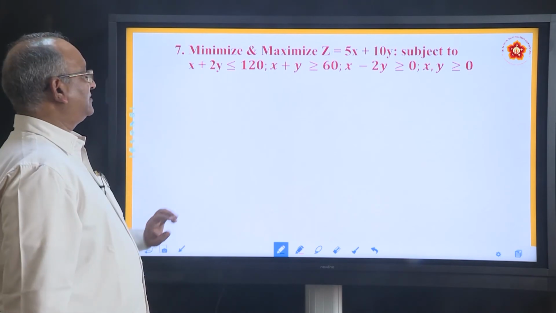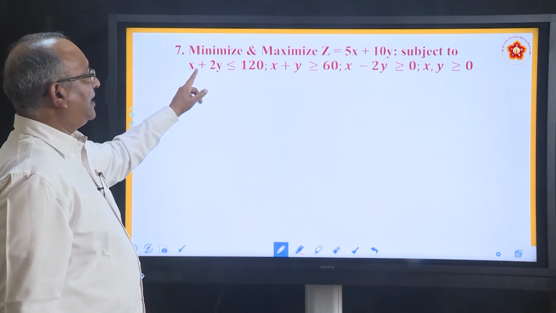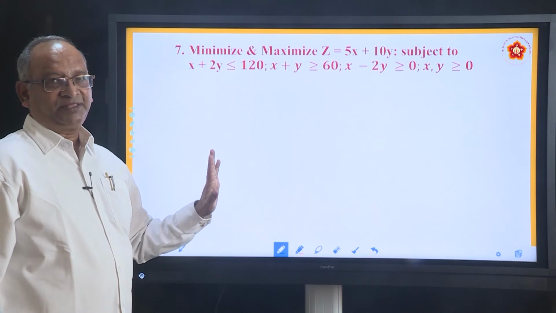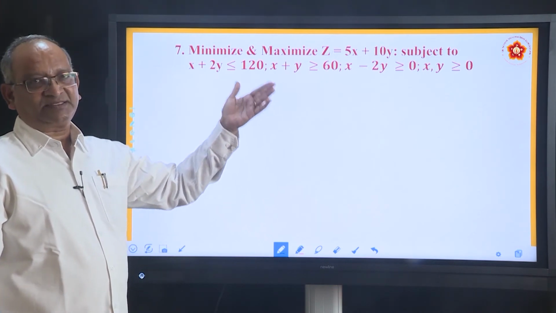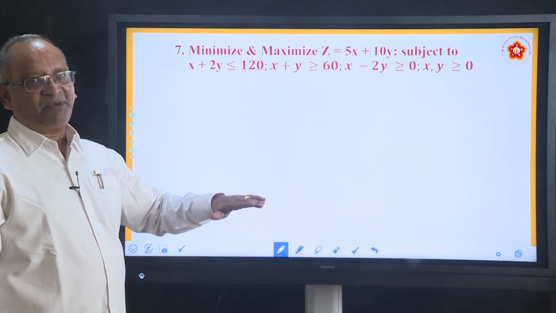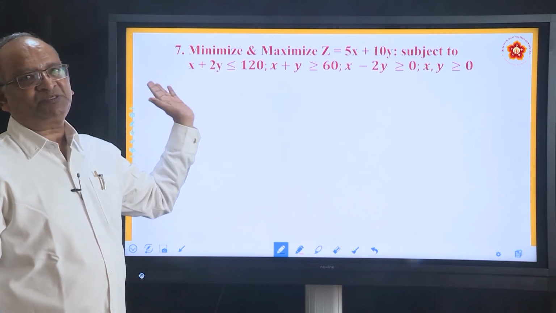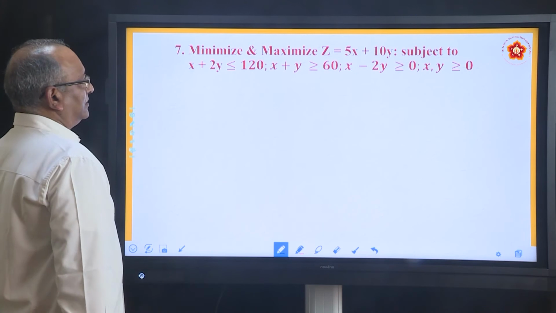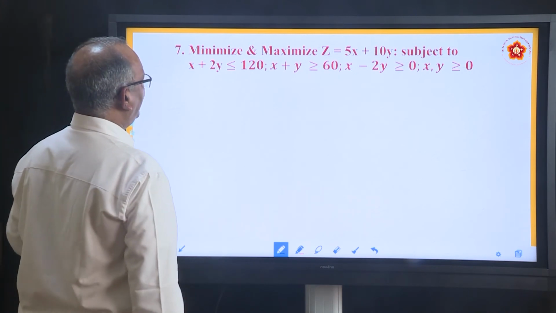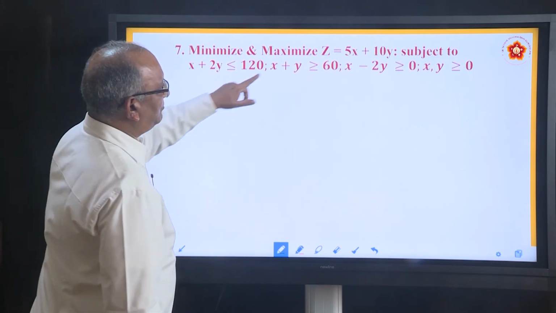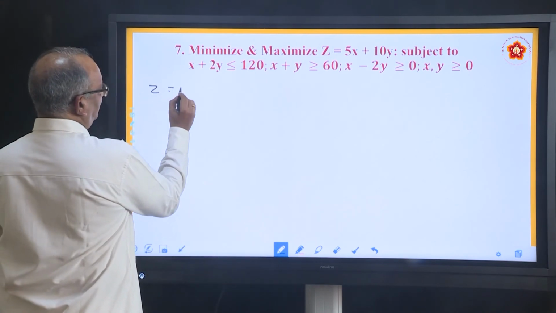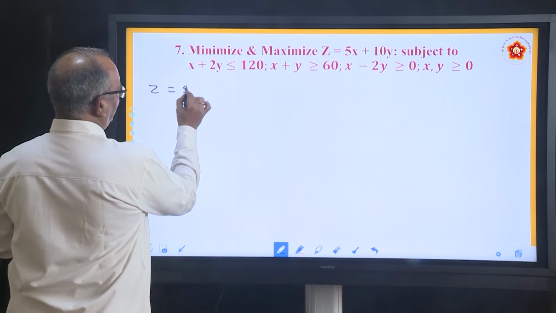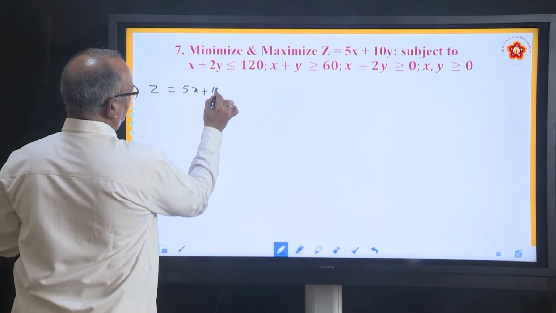Problem number 7. He wants minimum and maximum both in this particular problem. First problem which we solved, we maximized. Second problem we found minimum. Now in this problem he wants both. What is to be maximized? Z equal to 5x plus 10y. Remember, this is the optimization function. What is it? 5x plus 10y.